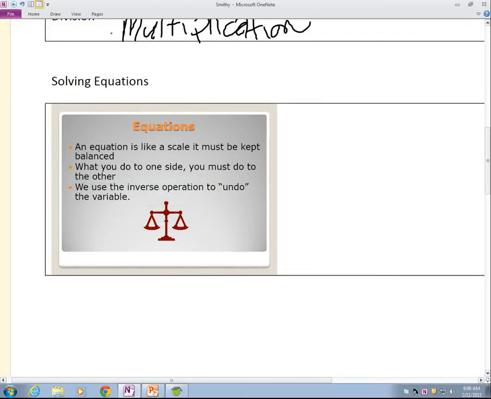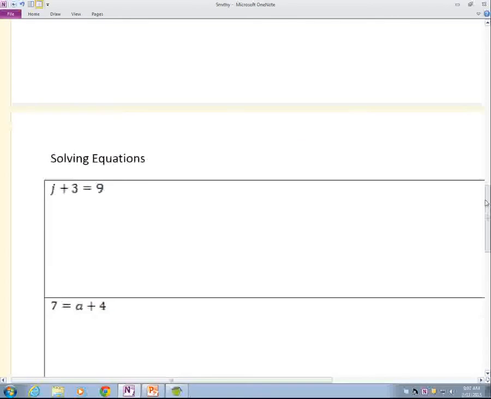So it says here, an equation is like a scale. It must be kept balanced. Whatever you do on one side of the equation, you have to do on the other side of the equation. So when we use the inverse operations, we undo the stuff to the variable, and that's what I said already. So in order to keep things balanced, you must do things to both sides, because doesn't this symbol here mean equal?